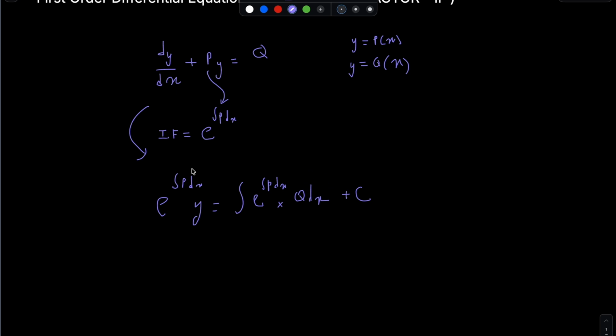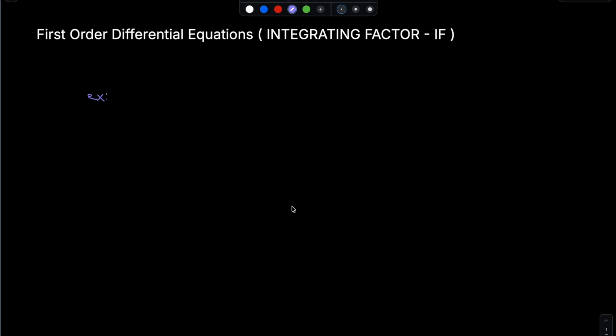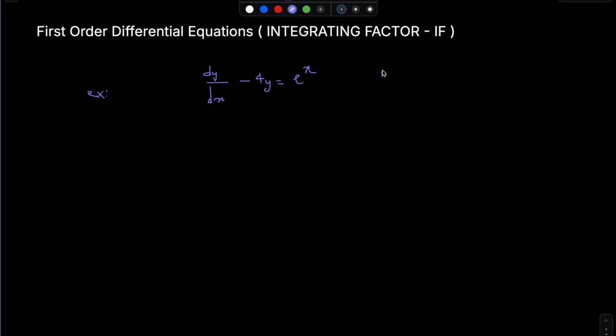In this case, we'll look at a simple example where we find a general solution for the differential equation. Let's consider the first order differential equation. From this expression, we can clearly see that the function P of x is equal to -4, and the function Q of x is equal to e to the power x.